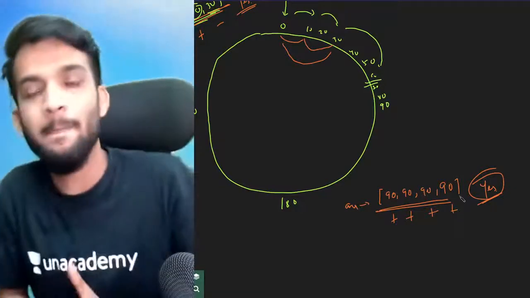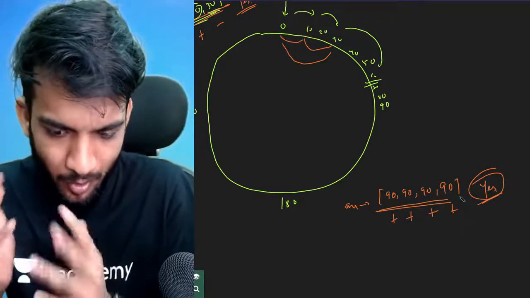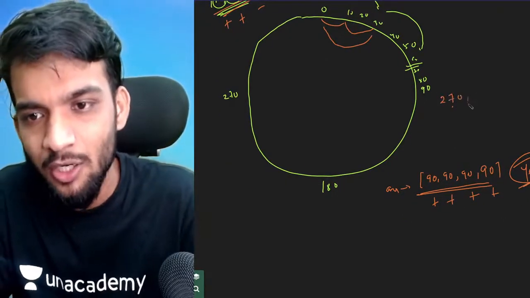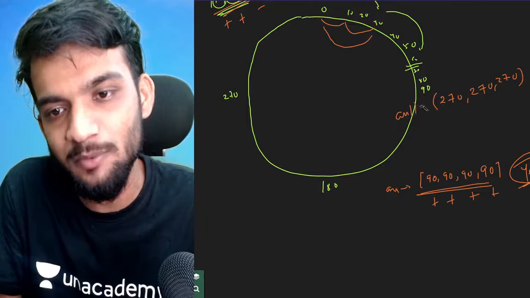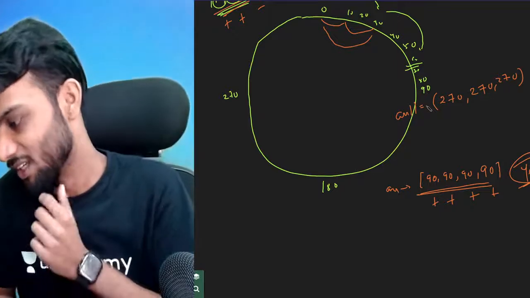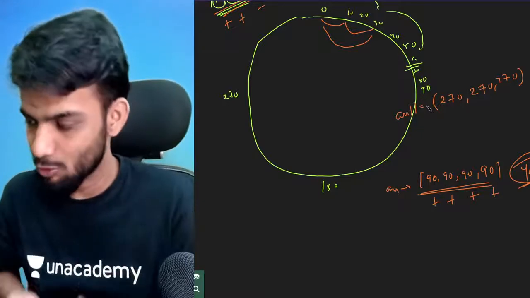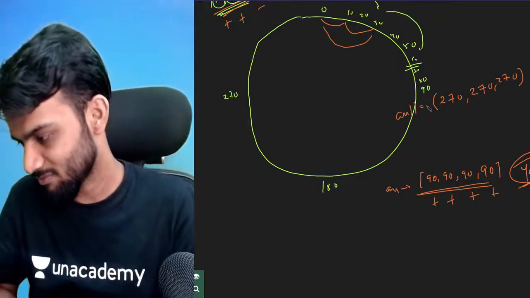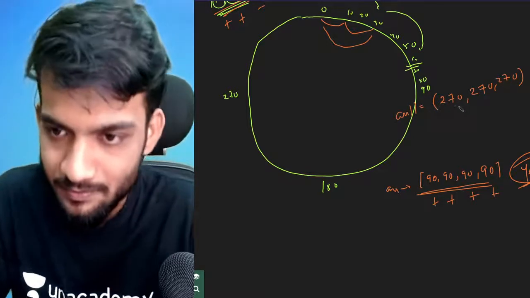So this is possible. Now, what if I give you something like 270, 270, 270? ये possible है? Is this possible? Think and tell me, is 270, 270 and 270 possible? सोचो, थोड़ा सोचो. Is this possible?